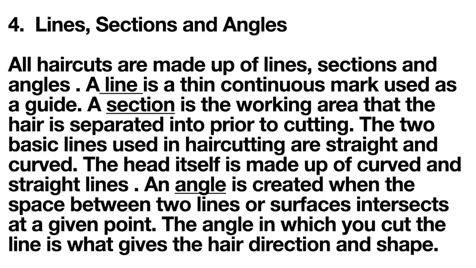Lines, sections, and angles. All haircuts are made up of lines, sections, and angles. A line is a thin continuous mark used as a guide. A section is the working area that the hair is separated into prior to cutting. The two basic lines used in haircutting are straight and curved. The head itself is made up of curved and straight lines. An angle is created when the space between the two lines or surfaces intersect at a given point. The angle in which you cut the line is what gives the hair direction and shape.